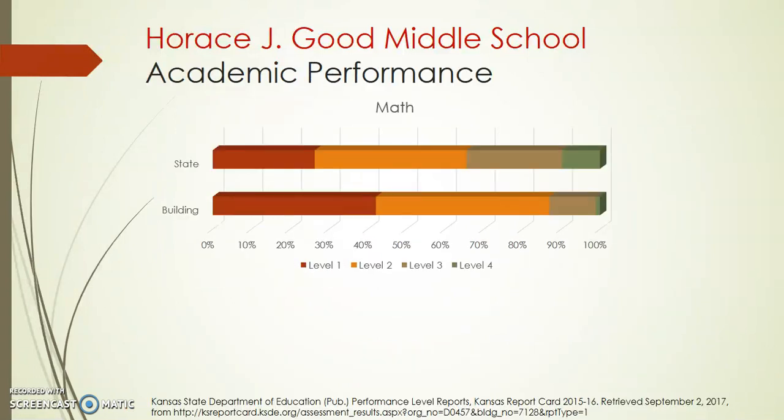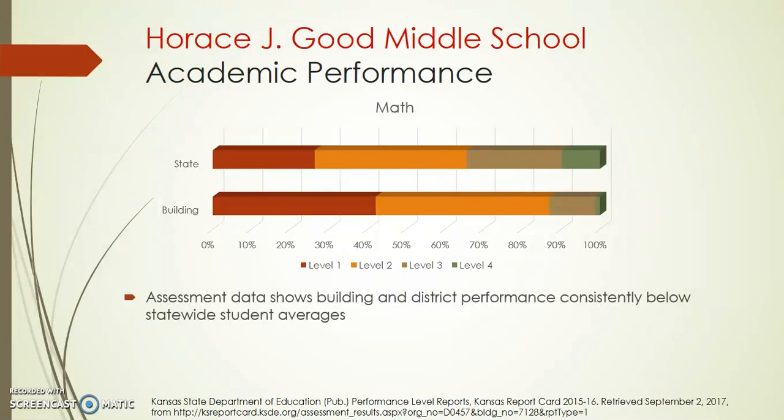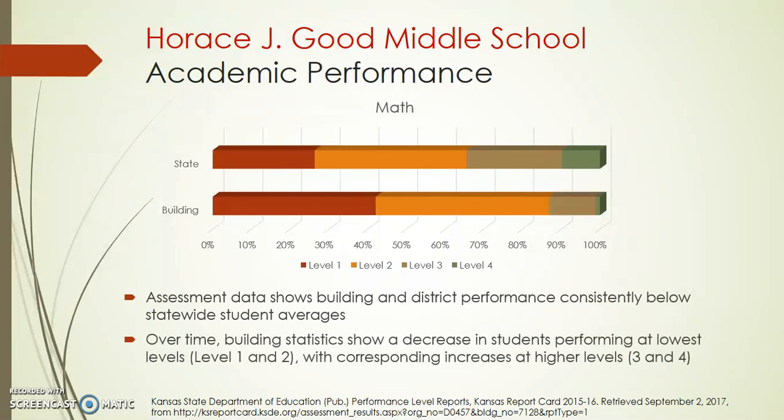Let's look at student academic performance. Disappointingly, we perform below the state average in almost all categories. This information is based on the Kansas Assessment Portfolio. And for mathematics, we score below the statewide student averages. As you can see, the students performing in levels 1 and 2 are greater than those lower level performance averages statewide. And the students we have performing in the higher tiers, levels 3 and 4, are less than what most districts see across the state.